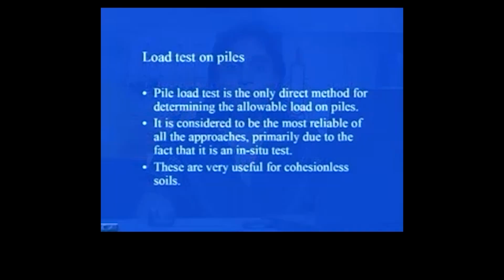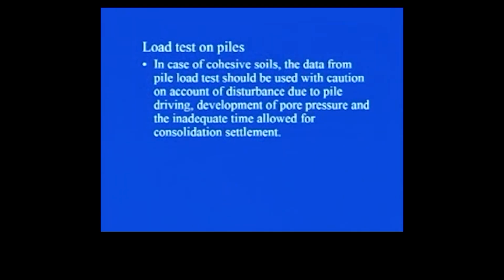These are very useful for cohesionless soil. So, more reliability in case of cohesionless soil. In case of cohesive soils, the data from pile load test should be used with caution on account of disturbance due to pile driving, development of pore pressure, and the inadequate time allowed for consolidation settlement.